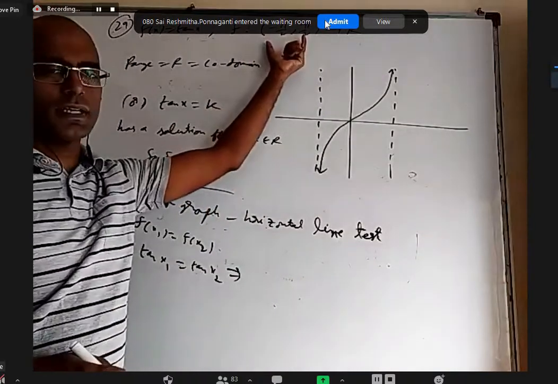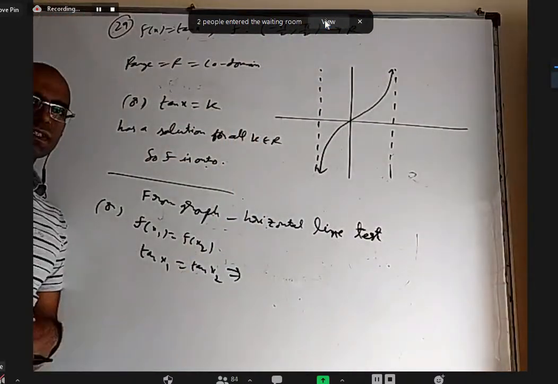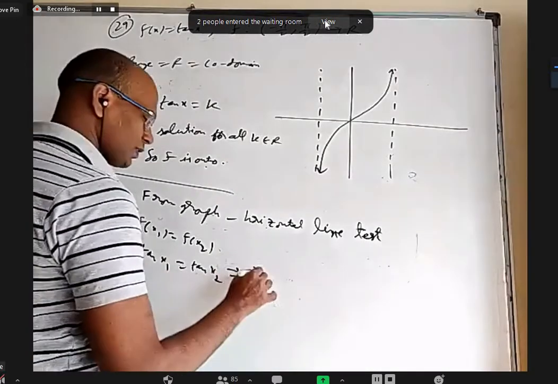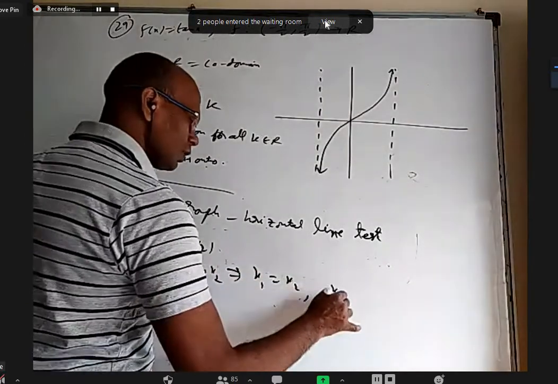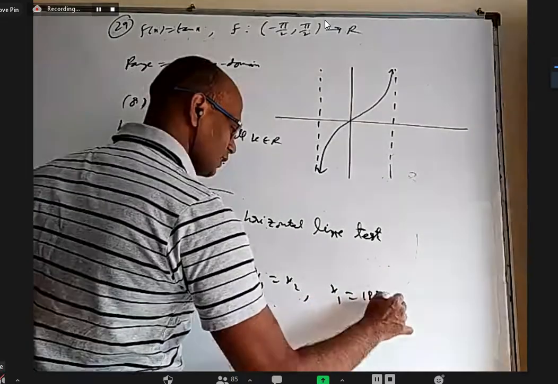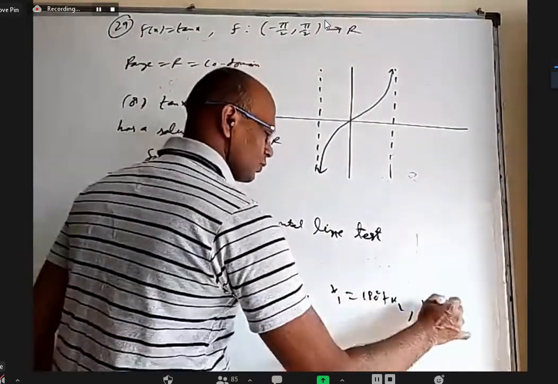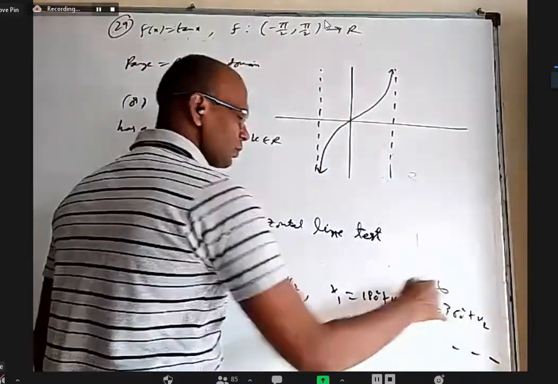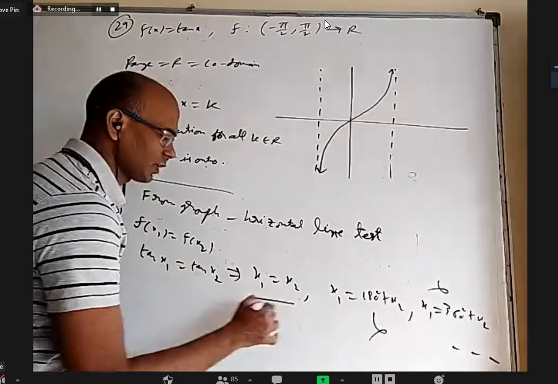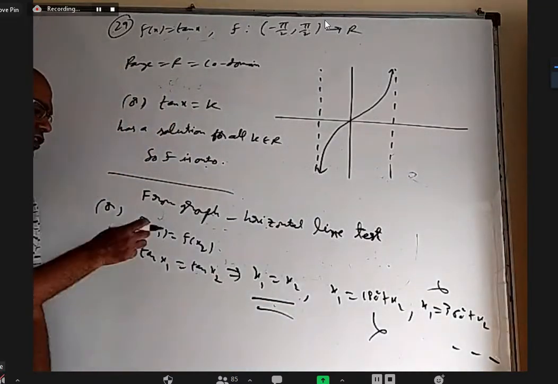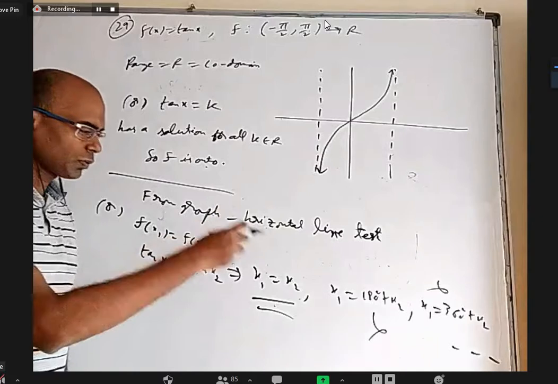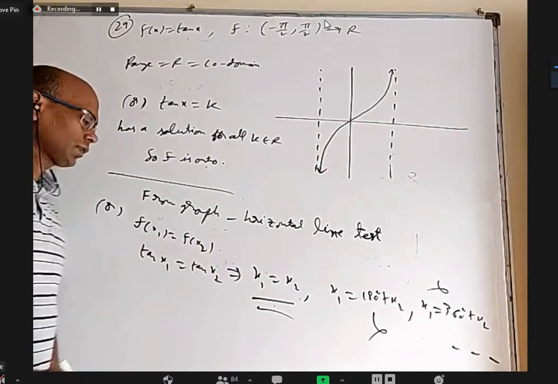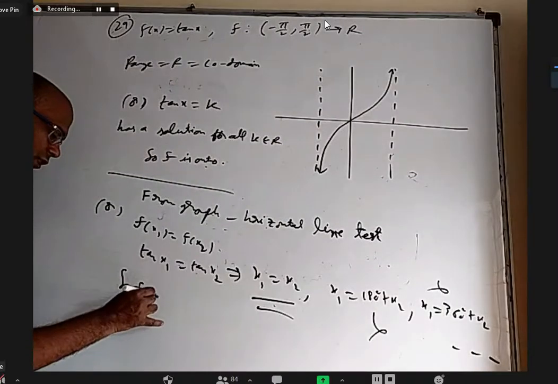this gap is only 180. So I cannot find two numbers whose difference is 180 degrees. Not possible. So tan x1 equal to tan x2 implies normally x1 equal to x2, or x1 equal to 180 degrees plus x2, or x1 equal to 360 plus x2, and so on. But all this is not possible. Only x1 equal to x2 is possible. Whenever you start with f of x1 equal to f of x2 and you get only x1 equal to x2 and nothing else, then it is 1-1. Okay, so f is 1-1.